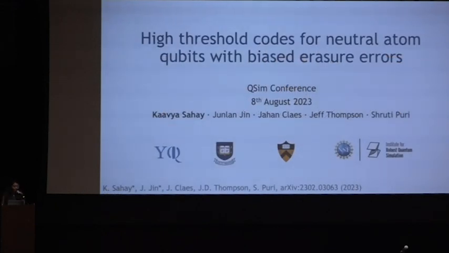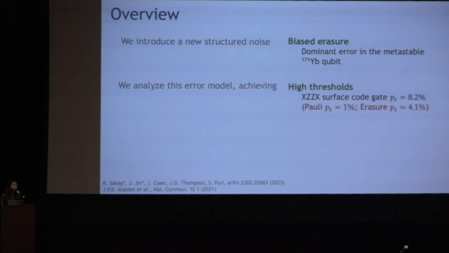Can people hear me? Yeah, thank you for the introduction. So today I'll be talking about this work, which is an error correction proposal in collaboration with Jeff Thompson's group at Princeton. What we worked on here is we investigated this new form of structured noise, which we call biased erasure. This is basically the dominant error channel experienced by the metastable 171 ytterbium atomic qubit, and we analyze it in the context of error correction codes.